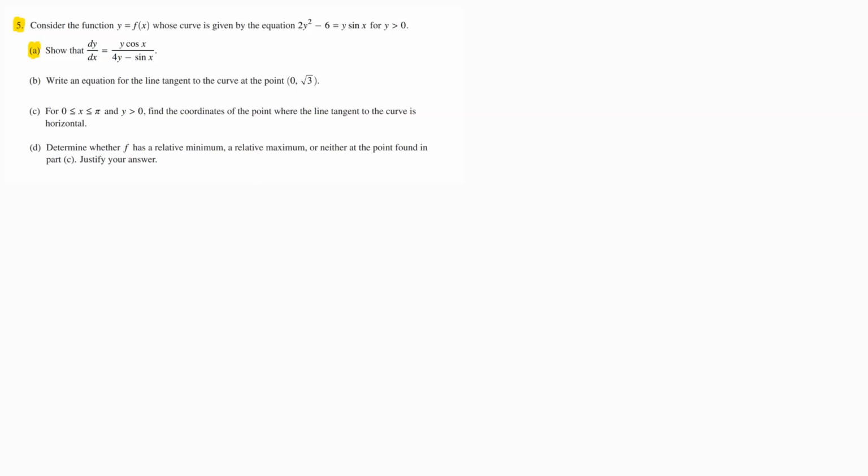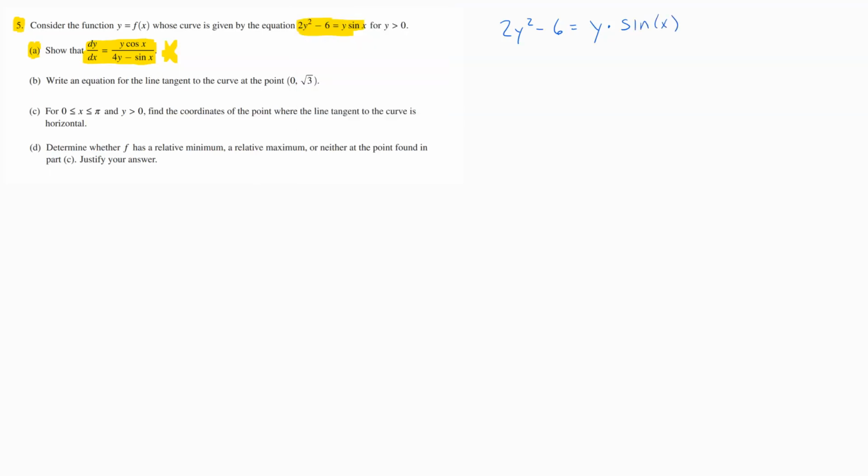A wants us to show that our derivative dy/dx equals this equation right here. And they start us off with this equation over here to work from. Well, you kind of know as soon as you see x's and y's mixing together, whether in your original equation up top or in the derivative solution they're looking for, that you're looking at an implicit differentiation problem. So we'll go ahead and do some implicit differentiation and see if we can get our answer to match theirs. So 2y squared minus 6 equals y times the sine of x.